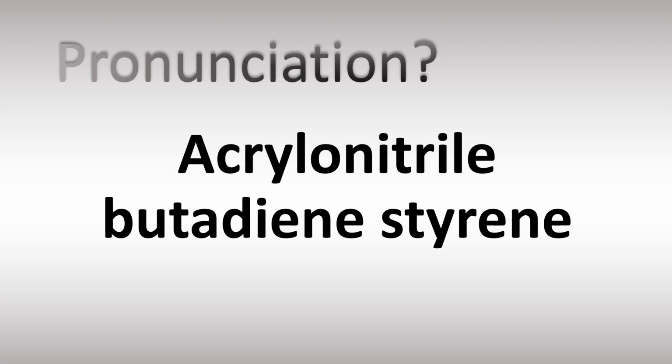So how do you say this correctly? Acrylonitrile, acrylonitrile, okay, the first component of the molecule. Butadiene, butadiene is how you say the second one. Butadiene. Styrene is the last one.